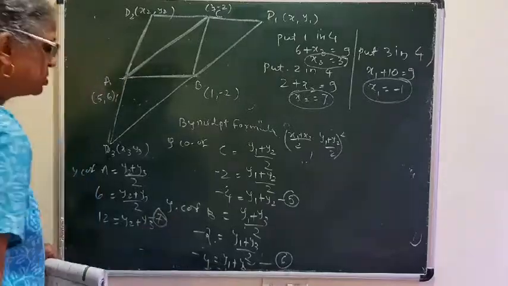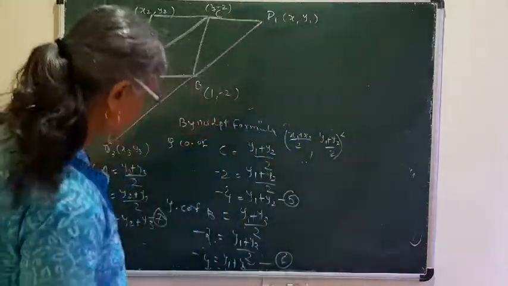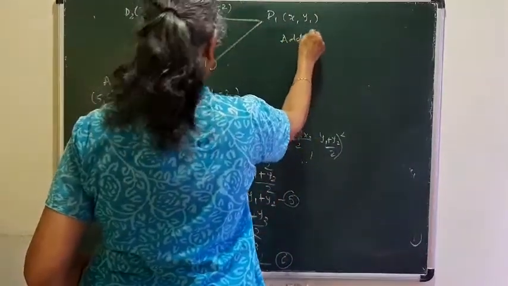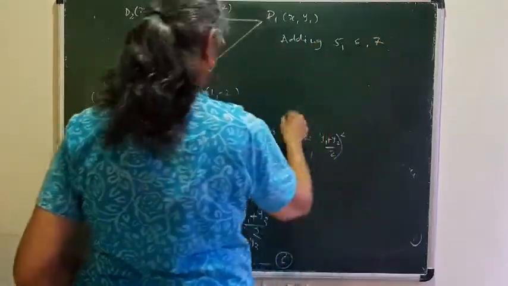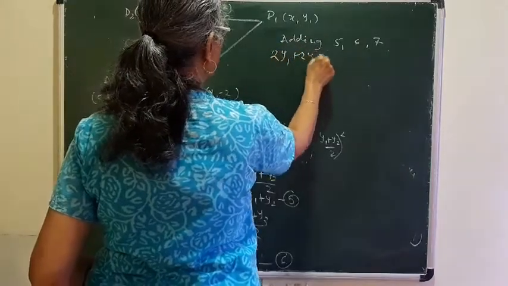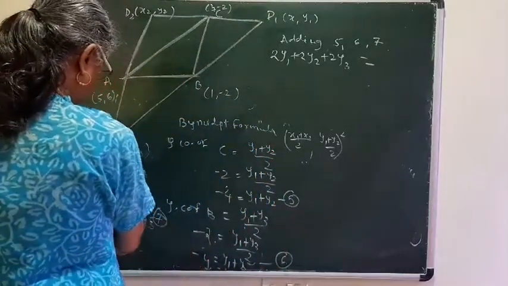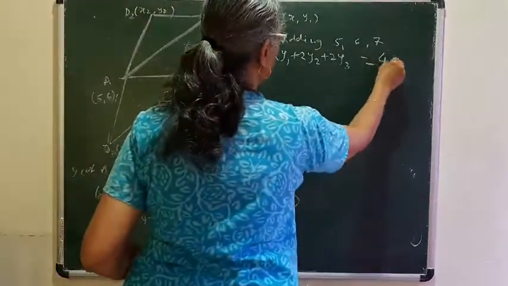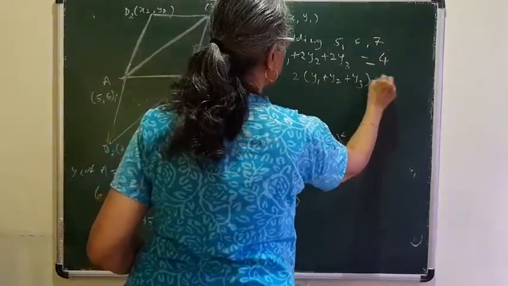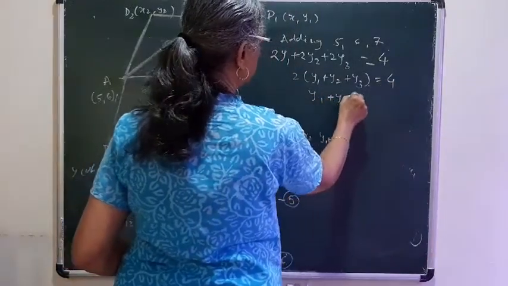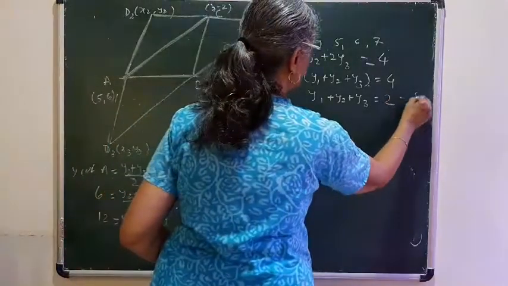I am going to add 5, 6, 7 like previous and then put the value. So adding 5, 6, 7, 2y1 plus 2y2 plus 2y3 will be minus 4, minus 8, plus 12, which is 4. So 2 bracket y1 plus y2 plus y3 is equal to 4. So y1 plus y2 plus y3 is equal to 2. So this is my equation number 8.